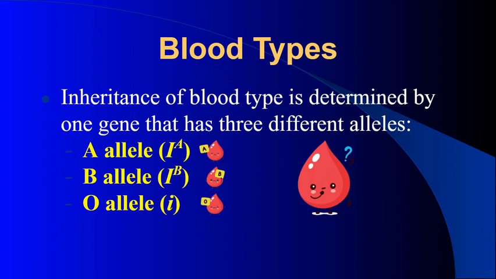Now, what you see in parentheses is the official scientific way of writing the alleles. And so as we go through blood types, I'm going to show you both ways. I'm going to show you the more common way, which just uses the letters A, B, and O. And I'm also going to show you the more scientific way. And when we do Punnett squares, you can choose which way you want to do them. But you should be familiar with how each one looks.